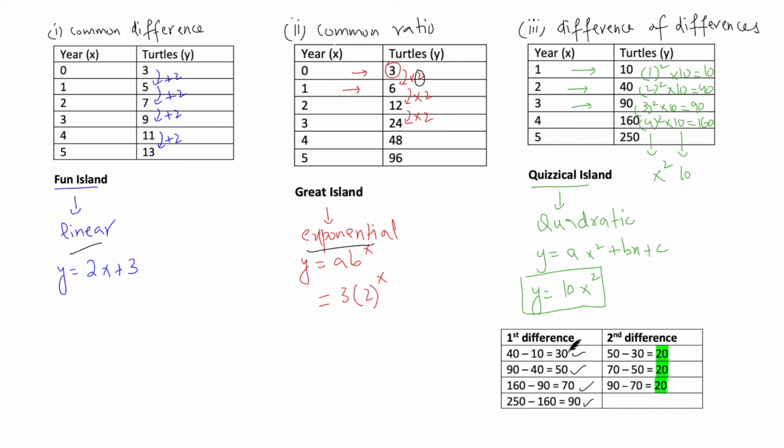Then you take the difference of these numbers again. That is basically the difference of differences, or you can say the second difference. So if you subtract 30 from 50, you will get 20. If you subtract 50 from 70, you will get 20 again. If you subtract 70 from 90, you will get 20 again. So in a quadratic function, the difference of differences is a constant, which is the second difference.